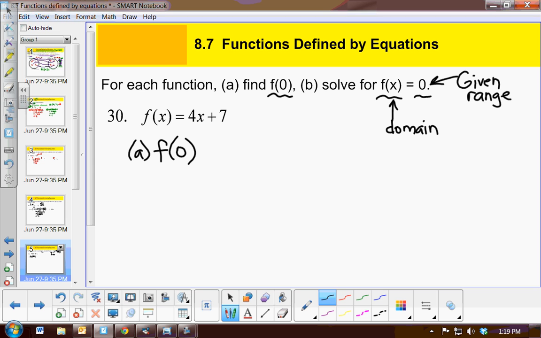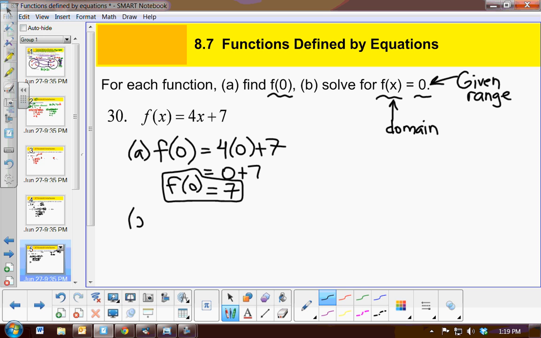Function when the domain is 0. So I'm going to go 4 times 0 plus 7. So this is what we've been doing all along. 0 plus 7, so the result is 7. Okay? So f of 0 equals 7.